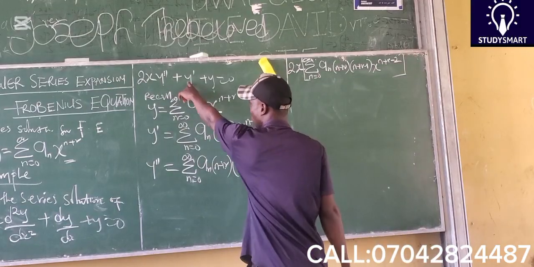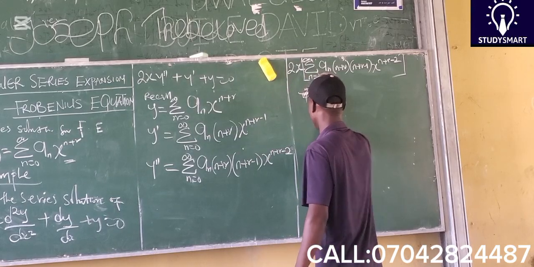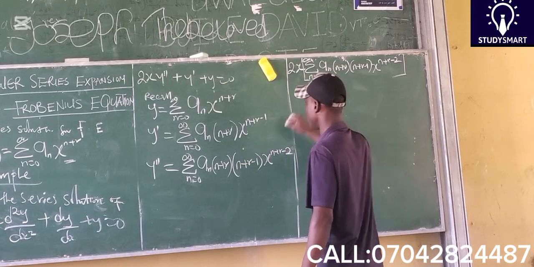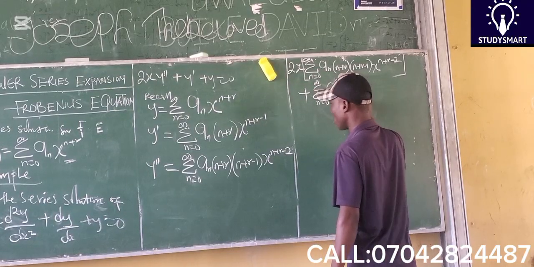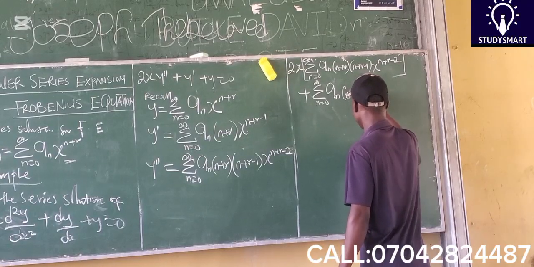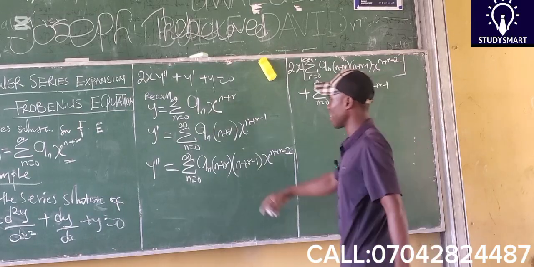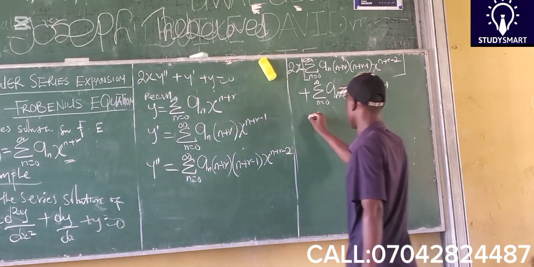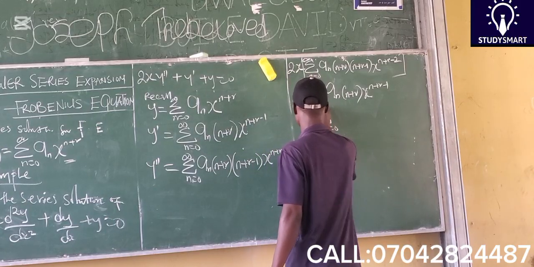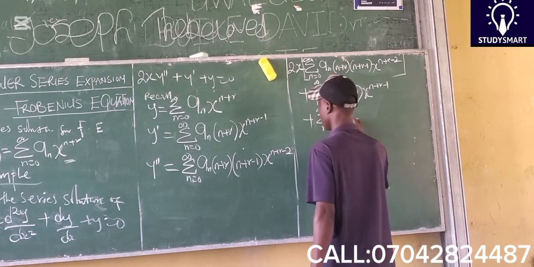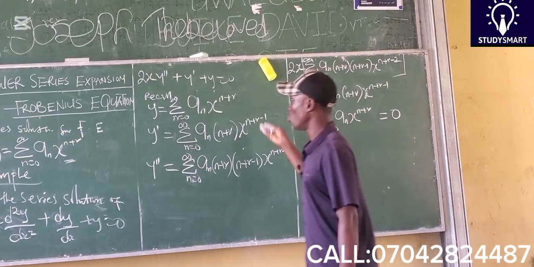Alright, so I have y prime, which is this. So I'm going to have plus y prime, which is the whole of this, summation n equal to 0 to infinity, a subscript n plus r, then x to power n plus r minus 1. Right, so that's for this. Then lastly, I have y, which is this. Then plus y, summation n equal to 0 to infinity of a subscript n x to power n plus r, all equal to what? 0.